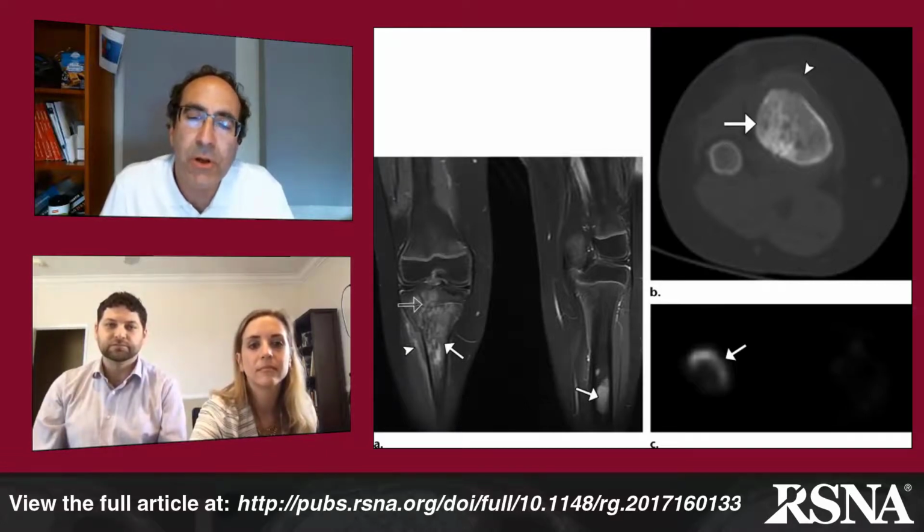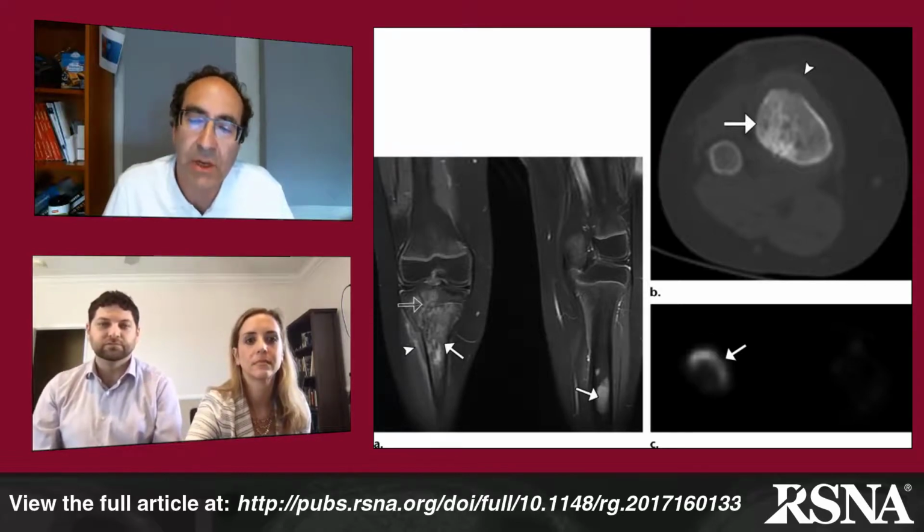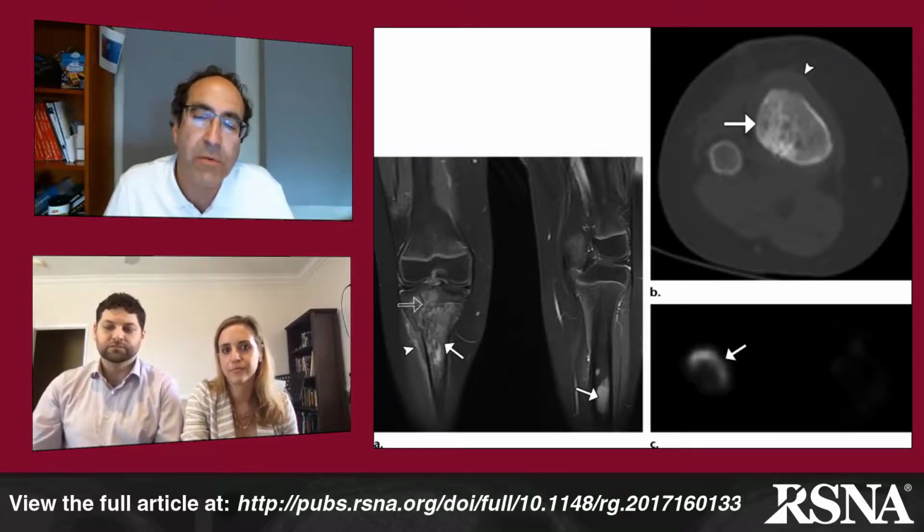Your paper concludes with a section on multiple myeloma, which is a subject that we've highlighted in the journal in several recent papers, actually. Let's look at figure 17, if we may, which shows a typical case of both cranial and axial skeletal involvement by multiple myeloma.